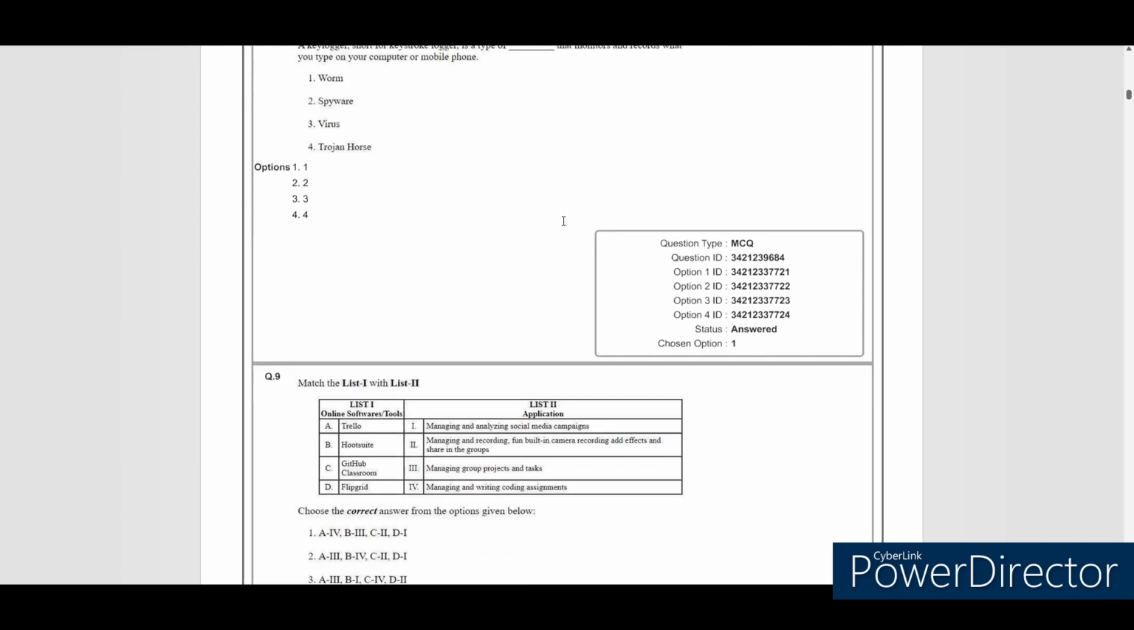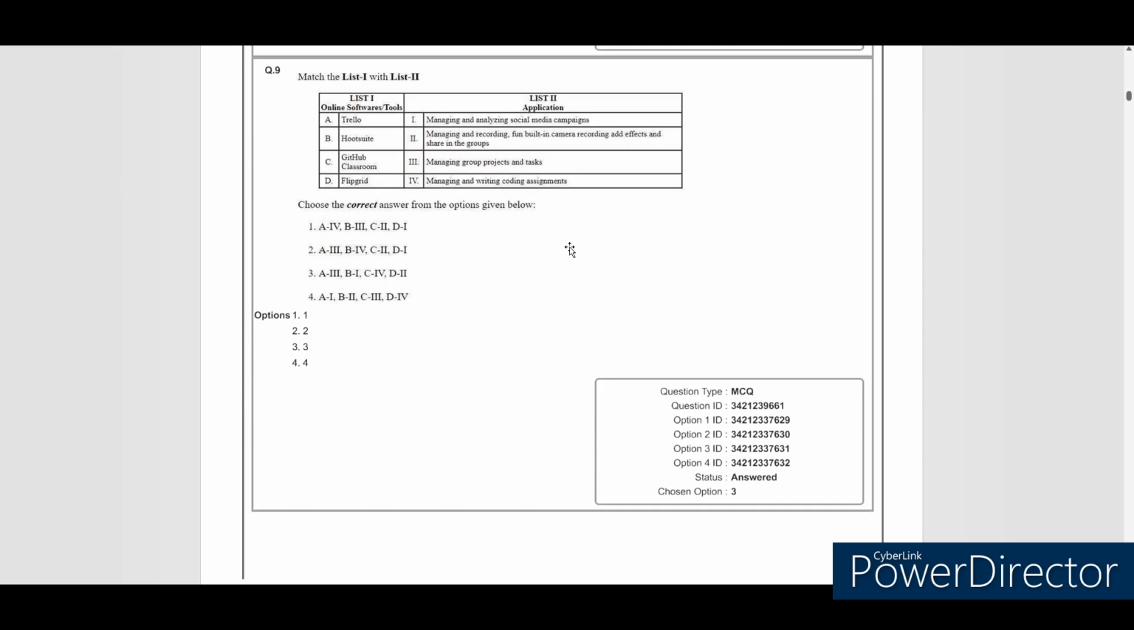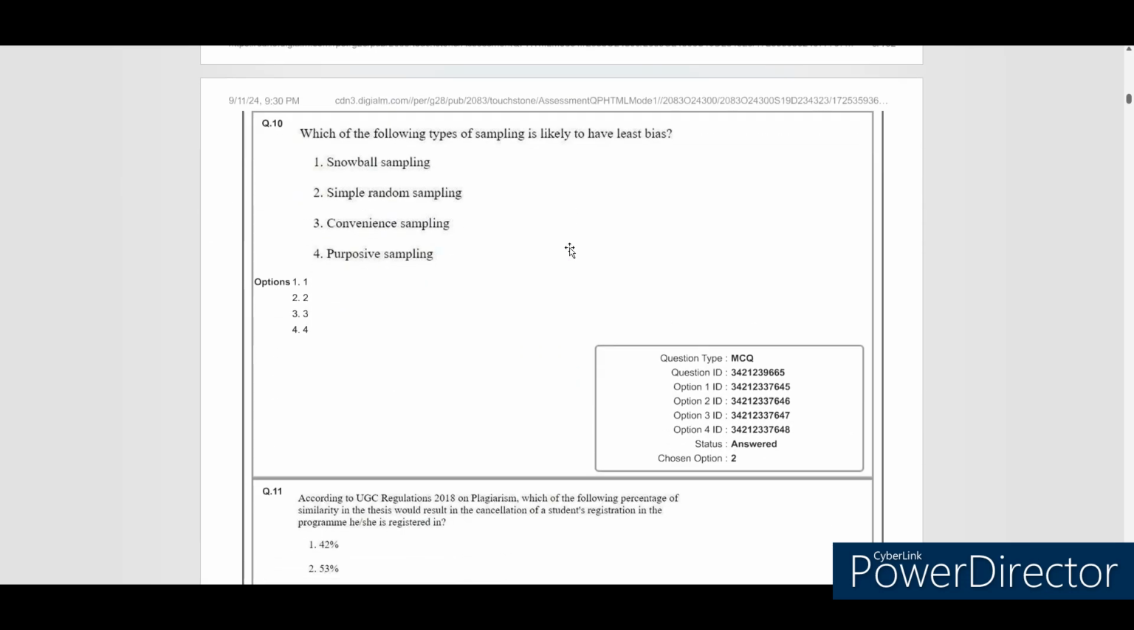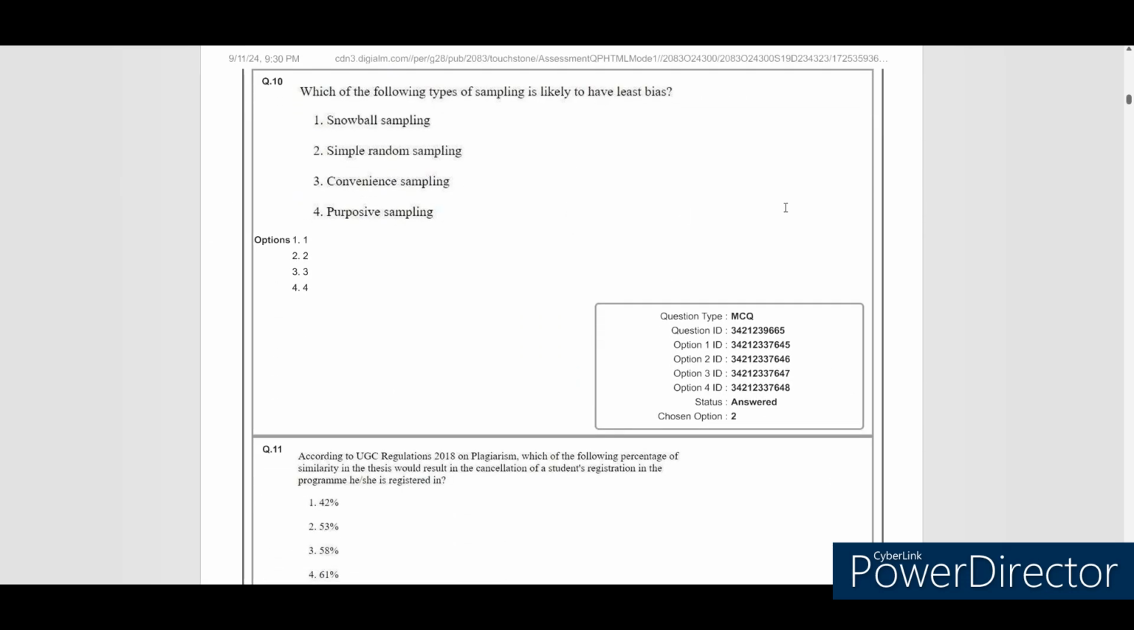Now coming to question number 9, I am not going to answer this at first attempt. Now coming to question number 10, which is very direct. Which of the sampling is likely to have least bias? Simple random sampling, that is randomization, okay? All the other types of sampling, convenience or purposive, take samples on the basis of your convenience or purpose, and the snowball technique is similar to that. Simple random sampling means you are picking samples randomly, which will minimize your bias. So I can solve this question very directly.